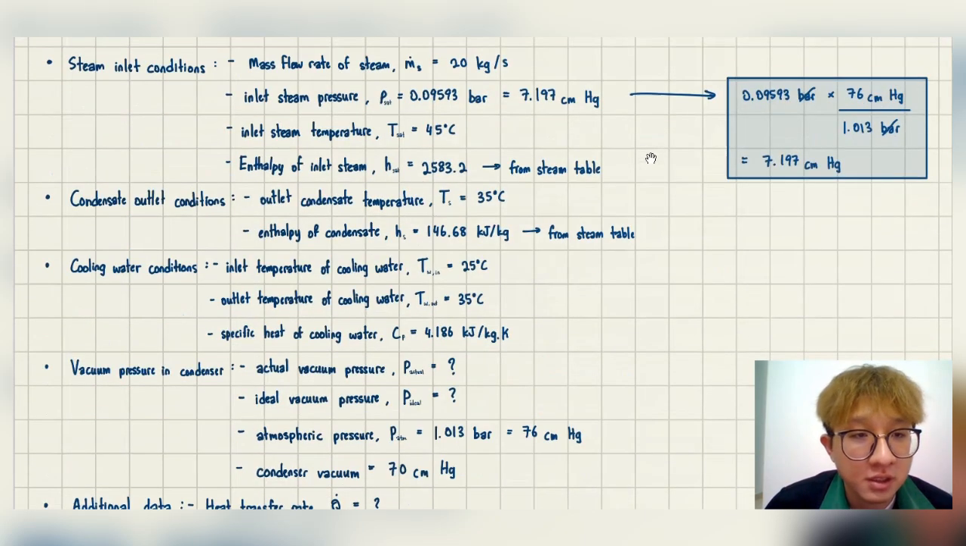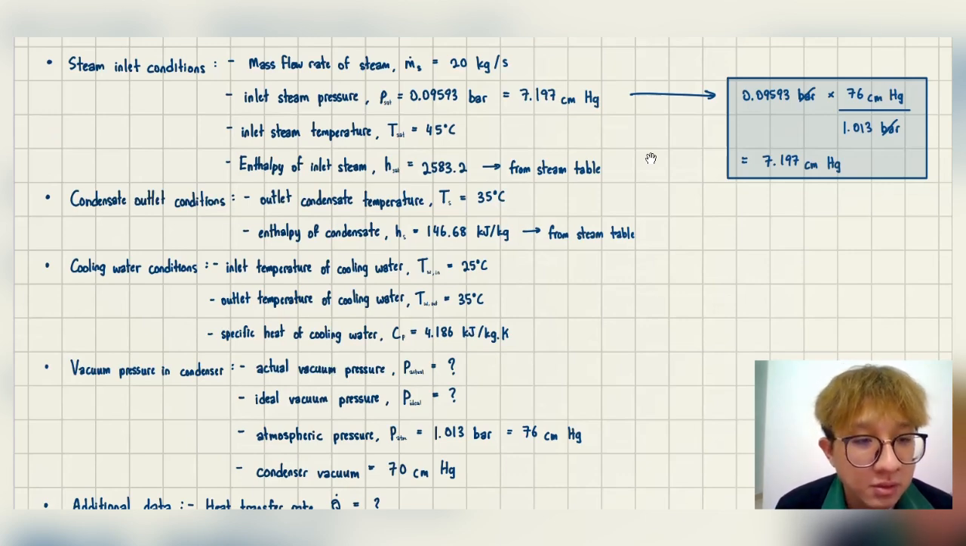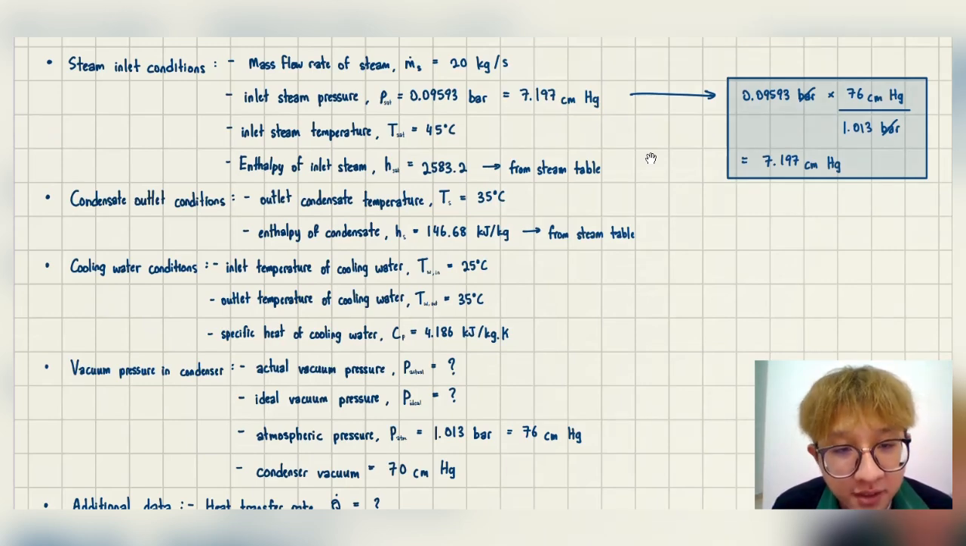For the steam inlet condition, the mass flow rate of the steam is 20 kg per second. Inlet steam pressure is 7.197 cmHg. Inlet steam temperature is 45 degrees Celsius. The enthalpy of inlet steam is 2583.2 kilojoules per kg.